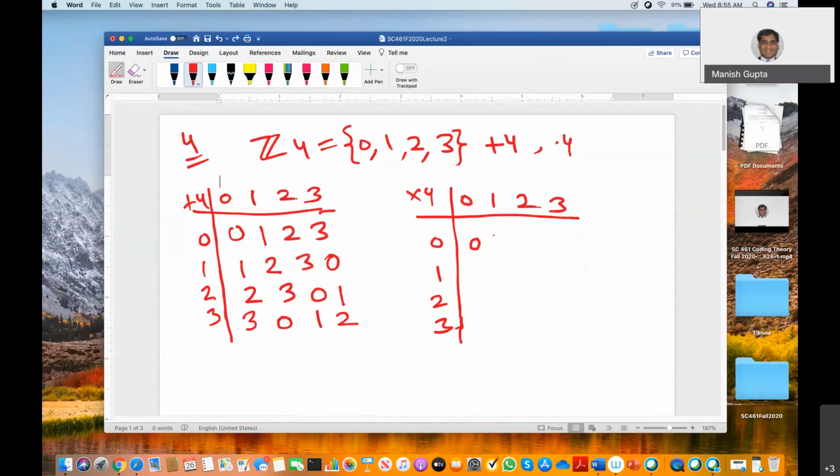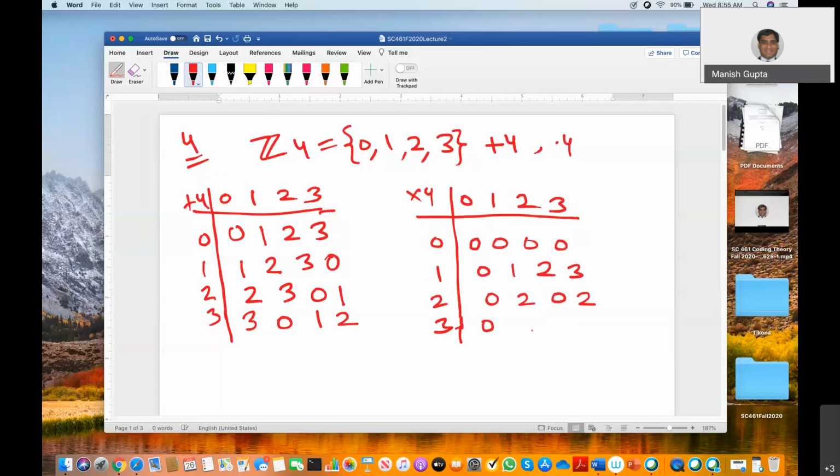So 0 into 1 is 0. 0 into 2 is 0. 0 into 3 is 0. 1 into 0 is 0. 1, 2, 3. 2 into 0 is 0. 2 into 1 is 2. 2 into 2 is 4, 4 modulo 4 is 0. And 2 into 3 is 6, modulo 4, which is 2.